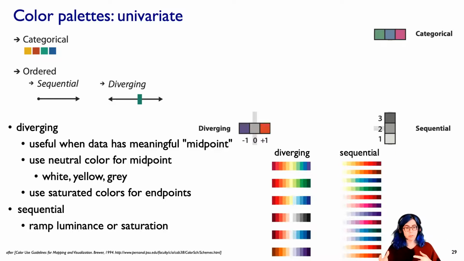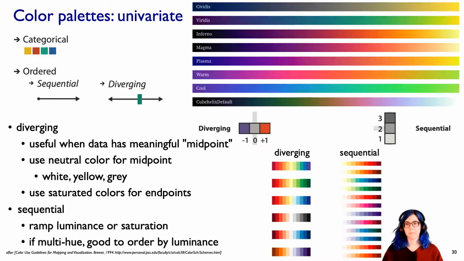Now, if you're doing something sequential, then we've got this ramp going from a minimum to a maximum value, where typically it's unsaturated on one side and then fully saturated or fully bright versus dark, depending on whether we're thinking about this as luminance or saturation, but those are quite hard to tell apart. We want to pick just one typically. So here's a few examples of where we're doing sequential color maps and we have multiple hues, and so we are being careful to order them by luminance, as we talked about.